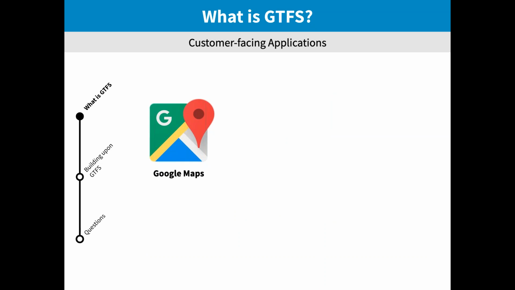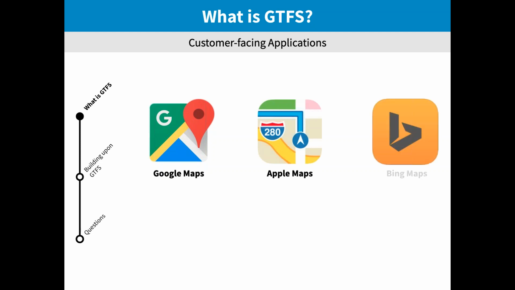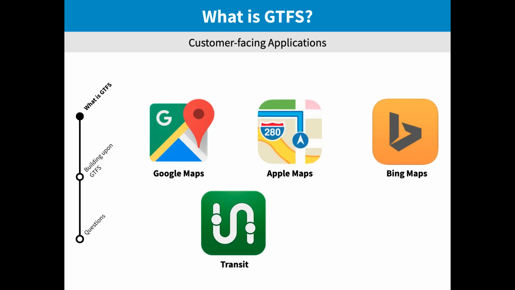So first, we're going to talk about these applications in this order. First, we're going to talk about customer-facing applications. There's of course Google Maps that's used by hundreds of millions of people around the world. There's Apple Maps. There's Bing Maps. There's the Transit app, and there's Moovit, and there's many other applications. If you have a favorite application that we're not mentioning, please put it into the Q&A.